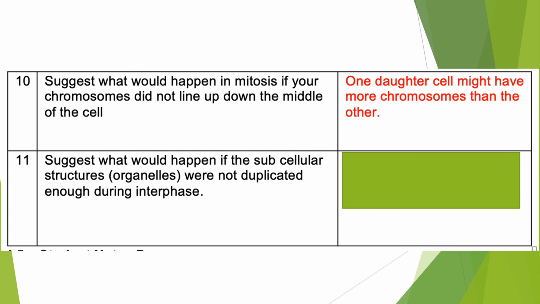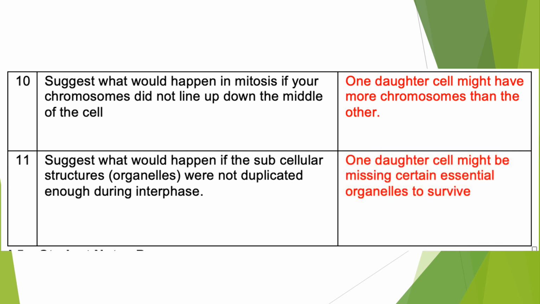Number 11. Suggest what would happen if the subcellular structures or organelles were not duplicated enough during interphase. So going back to those first lessons where we talked about organelles, you should remember that a cell has many organelles and many of the same type of organelles. So for instance, a cell will contain lots of mitochondria in order to produce energy. But let's just say that it wasn't duplicated enough, so now you don't have enough mitochondria. Then what happens is one daughter cell might be missing certain essential organelles if most of those mitochondria were split onto one side. Or it might happen the other way, where you do split the mitochondria evenly, but both cells now don't have enough to survive, and the chances of them surviving drop significantly.